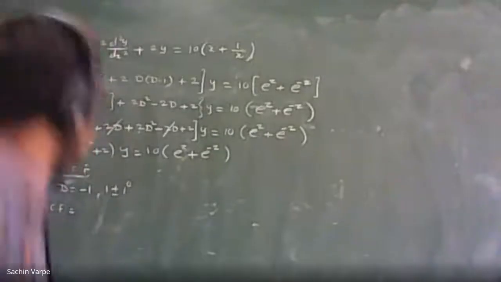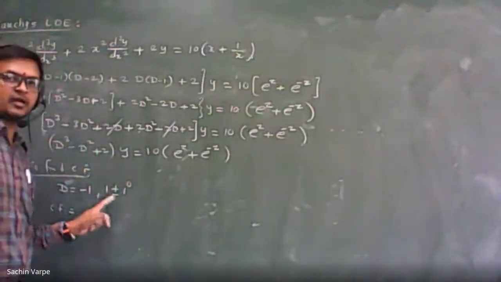So these are the roots, right? -1 and 1 plus minus i. Have you got these roots? Yes, -1, sir, and 1 plus minus i. Okay, so what is the complementary function with these roots? Tell me the complementary function.